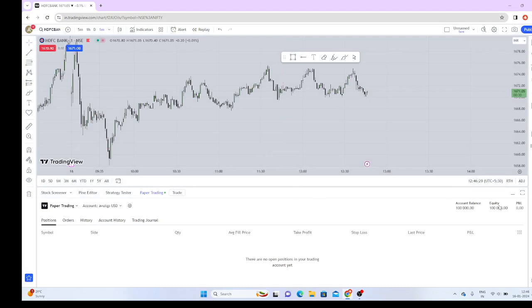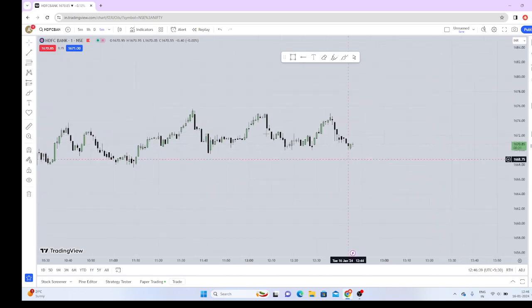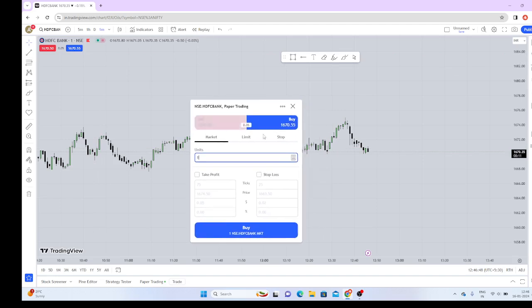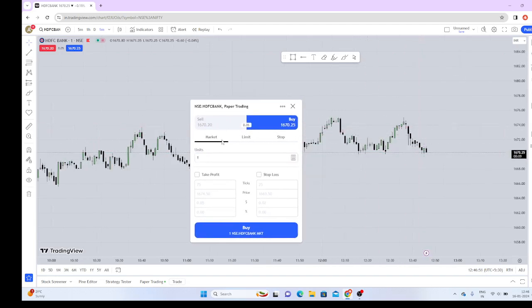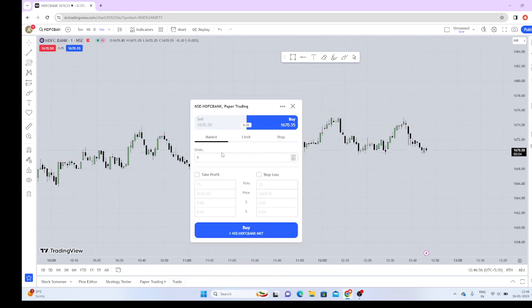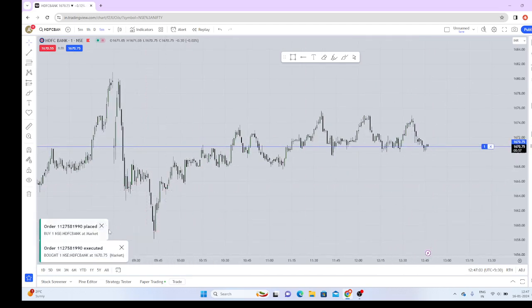So traders, the paper trading account has virtual money, so we have a virtual account balance of 1 lakh. Here if you want to buy, this blue tab is the buy one and this is the sell one. If you want to buy here, when you click on it, this order window opens. You can go with a limit order, market order, or stop loss order. I'm buying 1 unit here. So traders, you can see I have placed the order and the order has been placed.